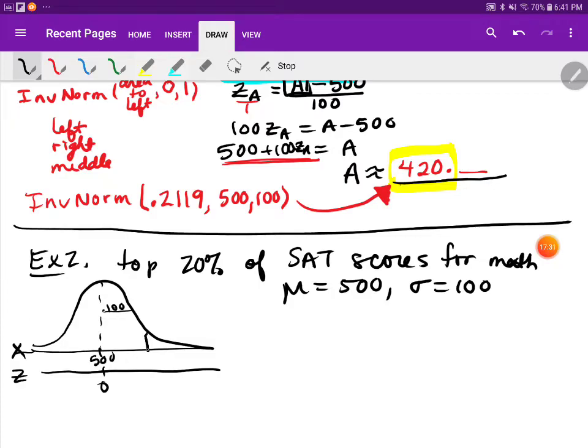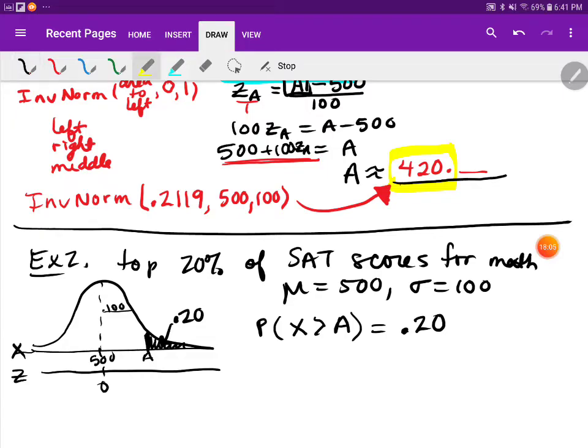Okay, so it's telling me the top 20%. So the top 20% would be that this area right here is 20%. So how I would write that is I would say the probability that my X, we'll call that A, that X is greater than A. You can put an equal to. You don't have to put an equal to. With normal curves, it's a continuous distribution, so it doesn't matter if there's an equals there or not, which is very strange to us. Anyway, so this is supposed to be 20%.